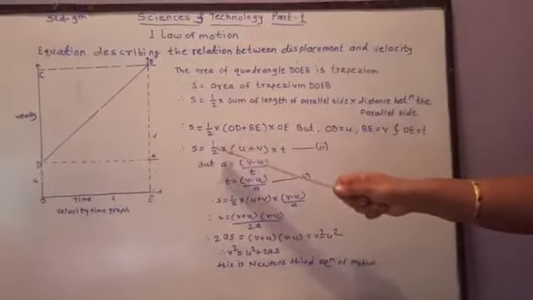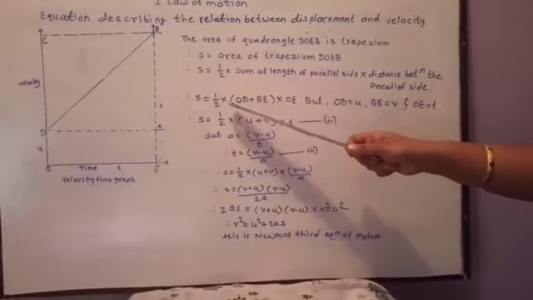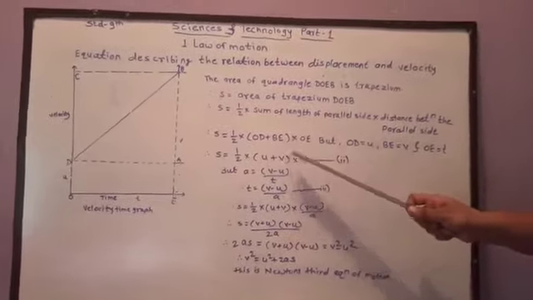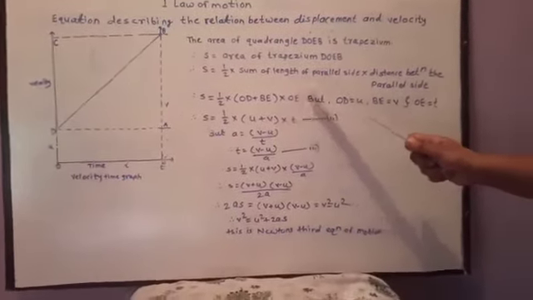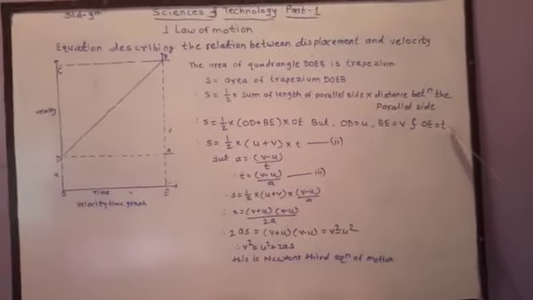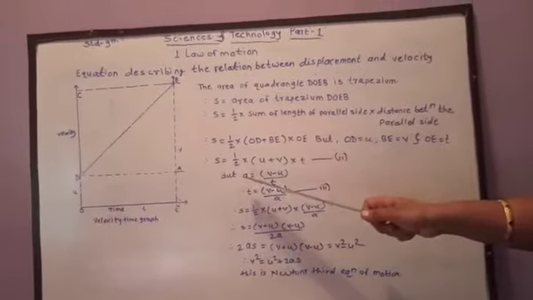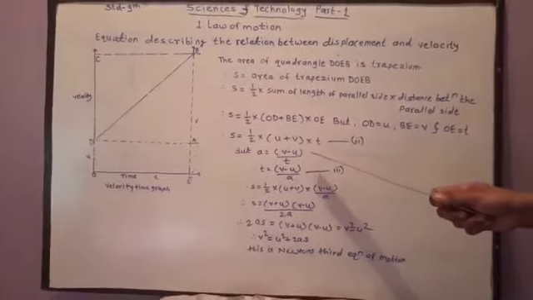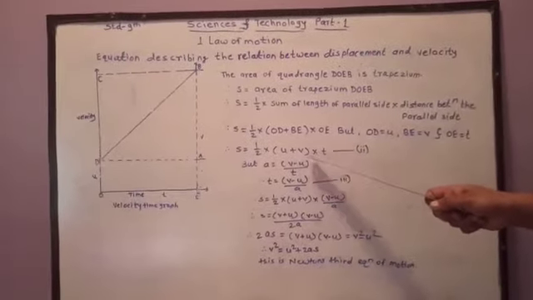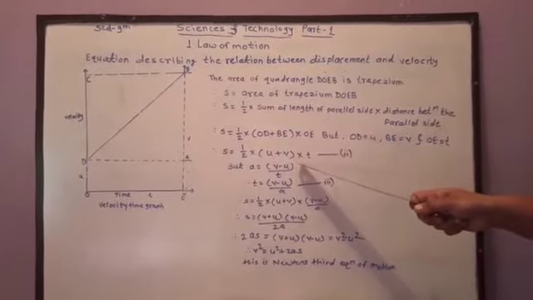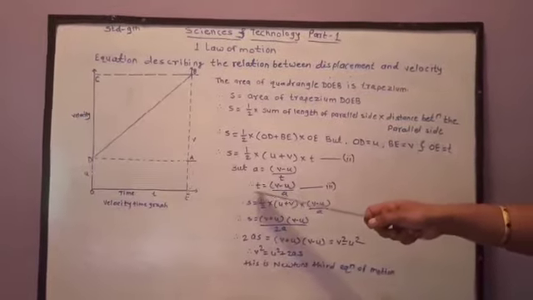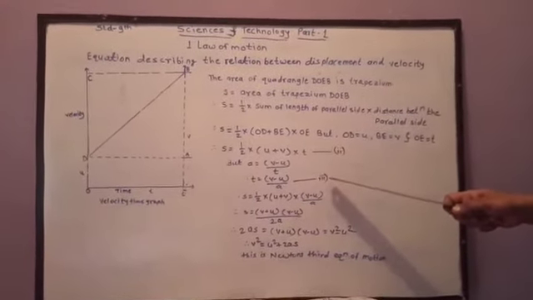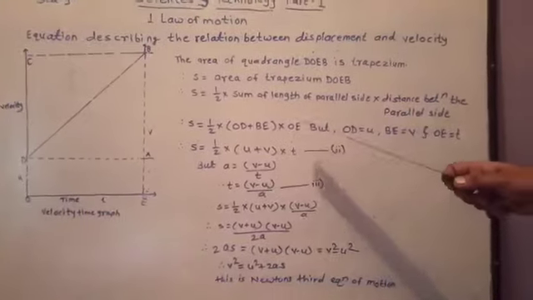Therefore, S equal to 1 upon 2 into OD plus BE, OD is u and BE is v, into OE is t. But acceleration equal to change in velocity upon t. Change in velocity means final velocity minus initial velocity upon t. Therefore, t equal to v minus u upon a. In this equation number 3, put the value in equation number 2.